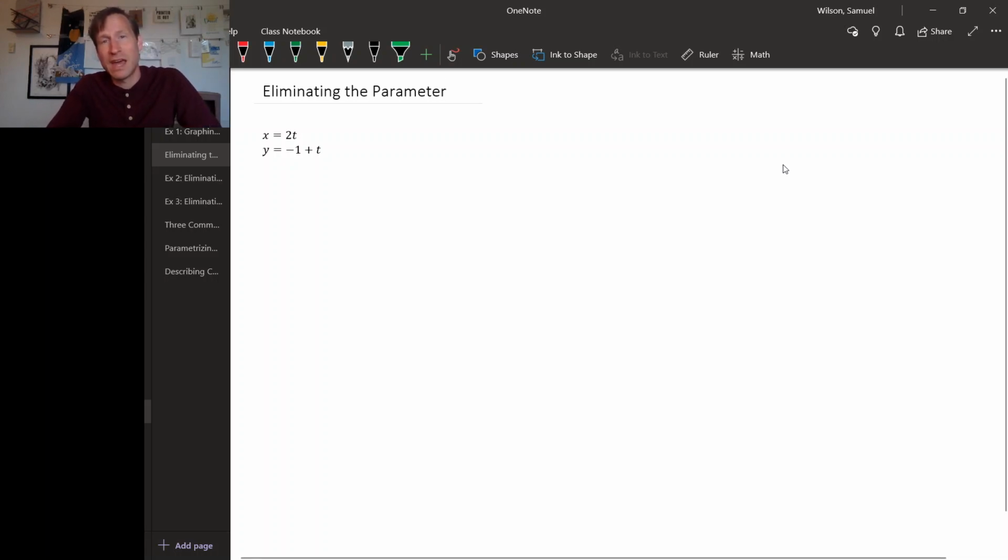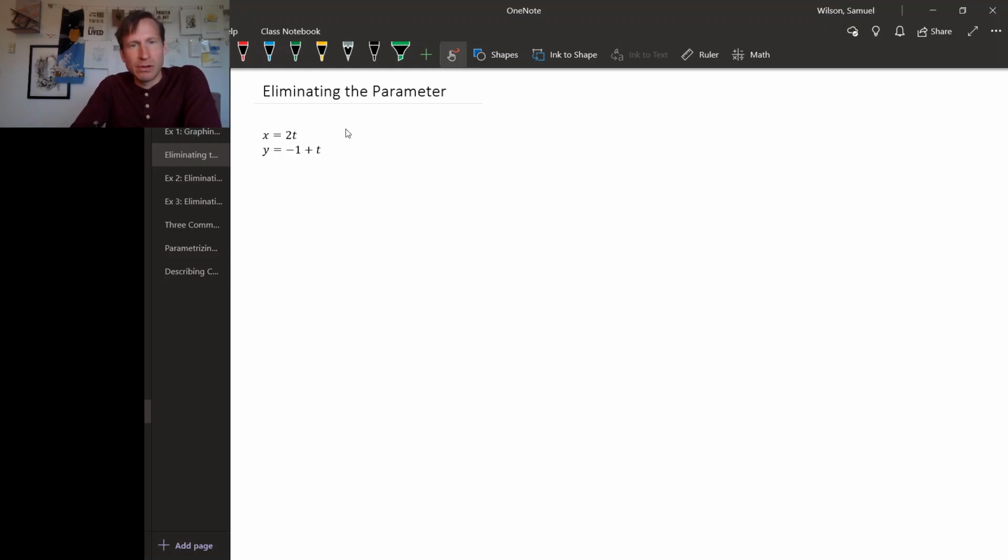One way of graphing a parametric curve is just to plot points and see if you can get some idea of what the result might look like. But there's another way that sometimes is helpful, and that is to eliminate the parameter. This is an example that we have looked at before of this parametric curve, and we saw that it actually traces out the line y equals 1/2 x minus 1. So where did this come from?